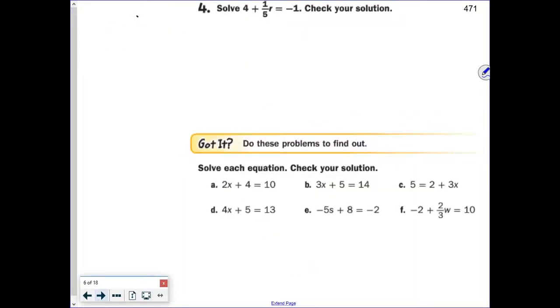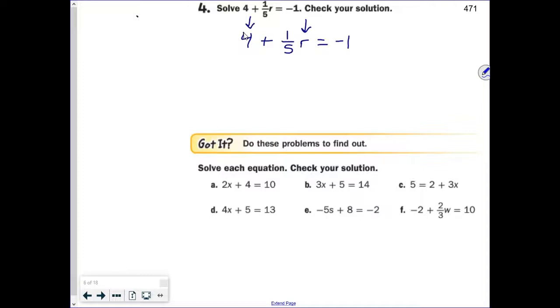Look at example number 4. It says 4 plus 1/5 r equals negative 1. So this one looks a little bit different. Number 1, there is a fraction in it. But number 2, take a look at the way they have arranged things. The r is on the right next to the equal sign. So that means it's being multiplied by 1/5. The 4 over here on the left is still our constant. Just because it's coming first in the problem doesn't change its role.